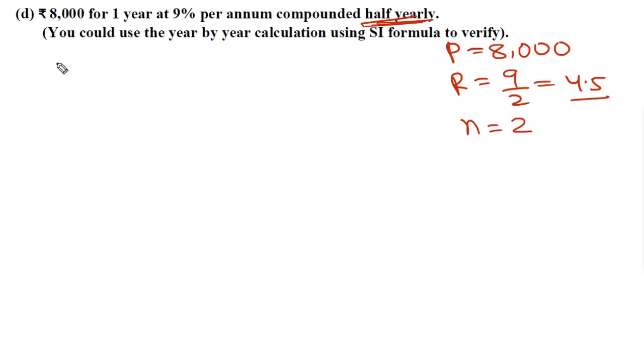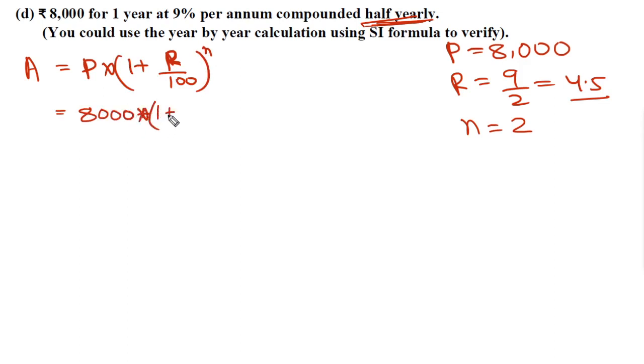Now, you know the formula A equals P into 1 plus R by 100 to the power N. Then it will be equal to P, which is 8,000, into 1 plus R by 100, where R is 4.5, by 100 to the power 2, N is 2. Now you can cancel it here. 4.5 will be cancelled.